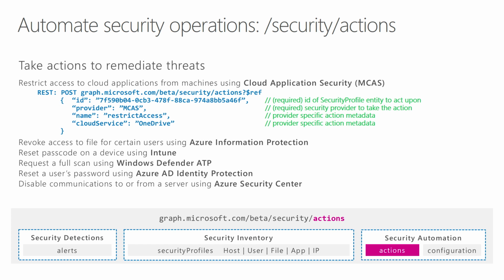You can programmatically block an IP address on a firewall, reset the passcodes on one or multiple devices using Intune, revoke access to a specific file for a specific user using Azure Information Protection, or disable communication to or from a server using Azure Security Center. These simple programmatic actions do not require moving between connected systems. They save you time and speed your time to response and your time to protection.